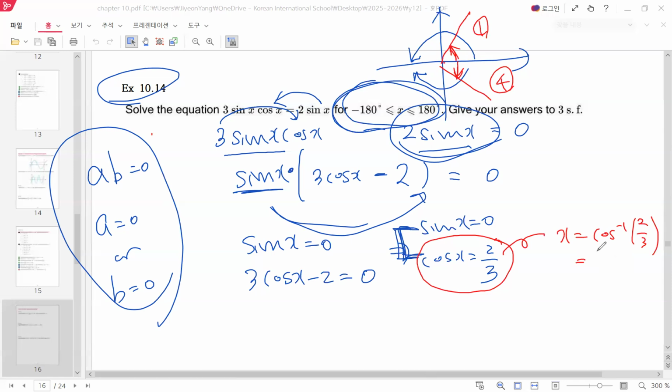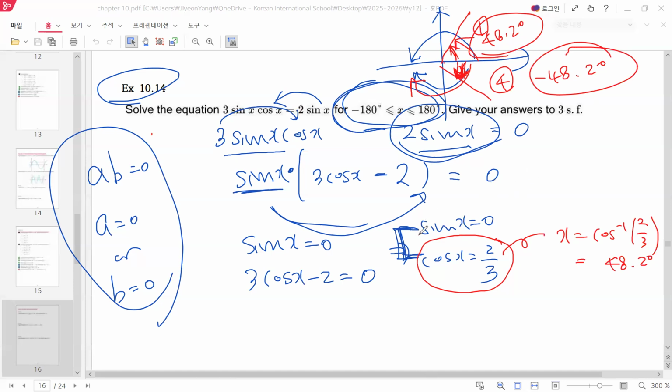Andrea? 48.2. Thank you. Since this angle is 48.2 degrees, you need to calculate this angle. And what's this angle? No, negative direction. Please look at the arrow. Yeah, negative 48.2. Thank you. This one and this one.